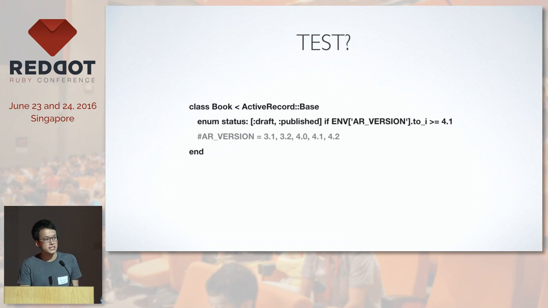So this is a model file inside the spec. It basically defines the enum status once the ActiveRecord version is larger than 4.1, for ActiveRecord versions 3.1, 3.2, 4, 4.1, and 4.2. Does anyone find the problem? What's wrong here? Yeah, the 4.2. Because for 4.2, at most, it converts the version to 4, and the value is never larger than 4.1. So the enum attribute is never defined. Okay, so I get the problem. I know what's wrong. I got the failing test case.